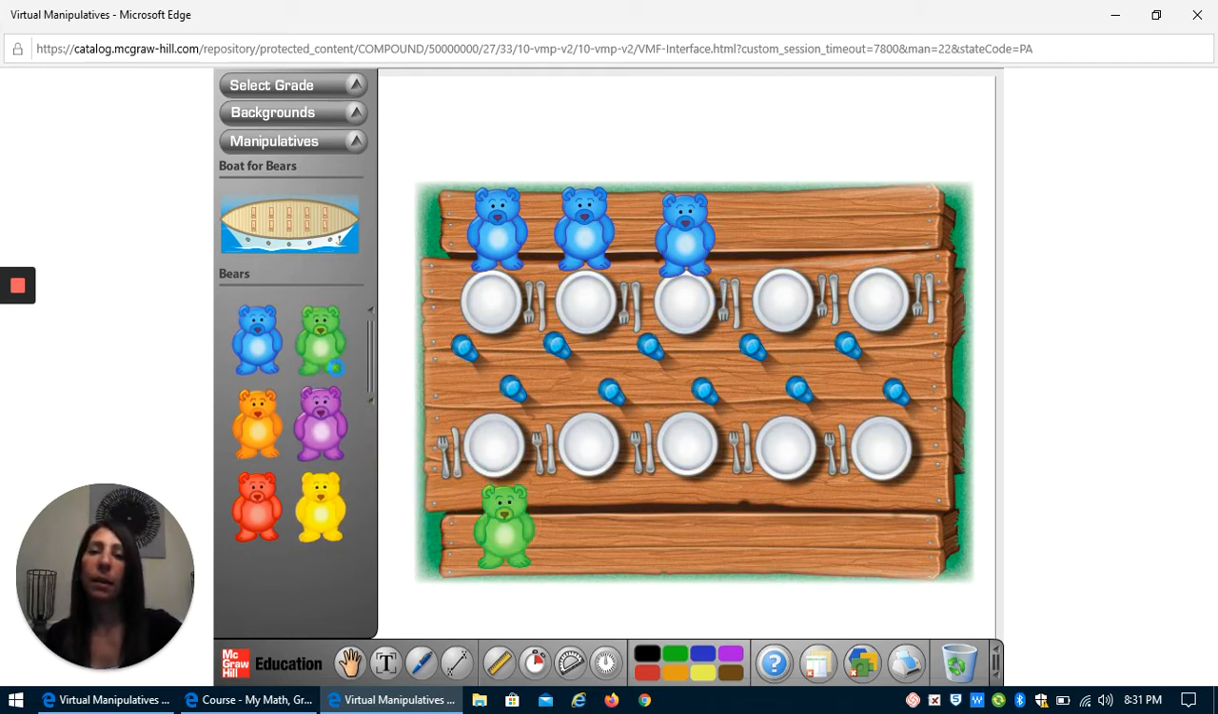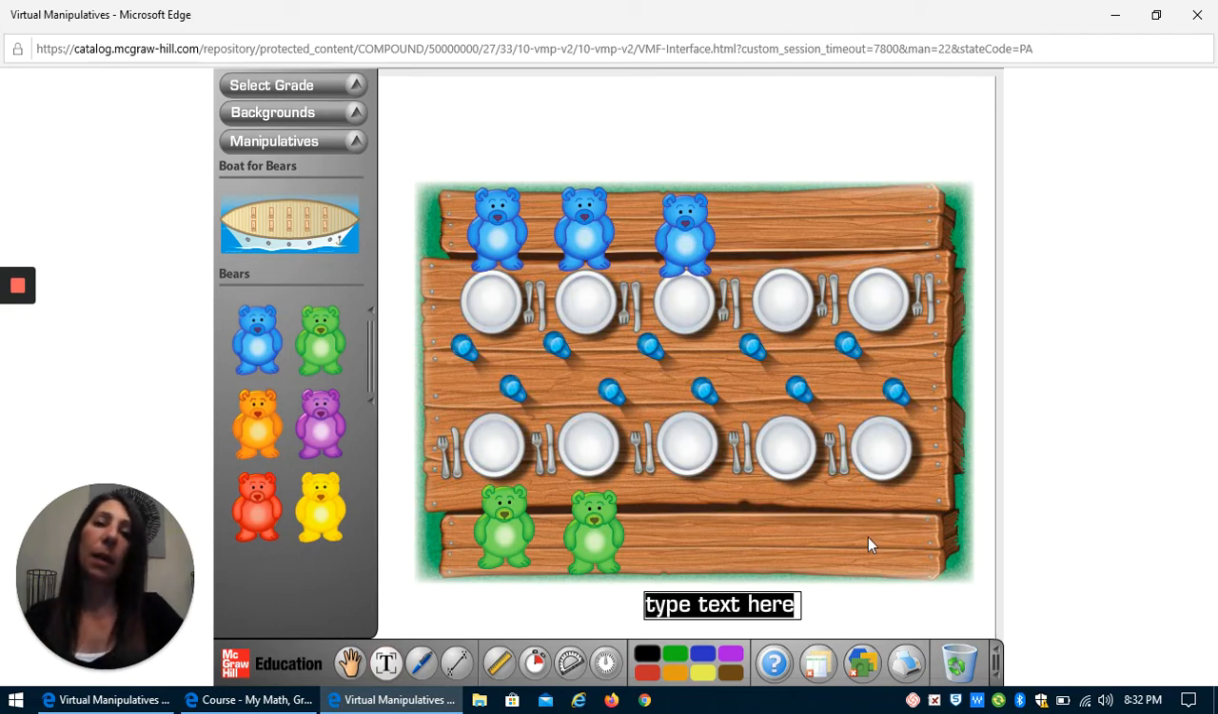And 1, 2 of their green teddy bear friends came to join them. How many teddy bears do we have all together? Let's count. 1, 2, 3, 4, 5. So now we need to do our addition sentence. We're going to put this at the bottom here so you can see it. So we had 3 blue bears plus 2 green bears equals 5. So our addition sentence would be 3 plus 2 equals 5.